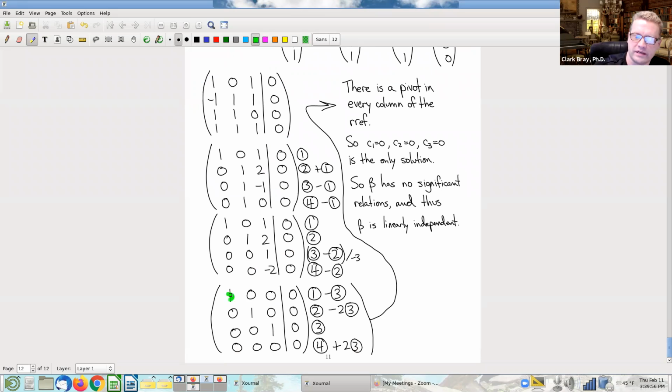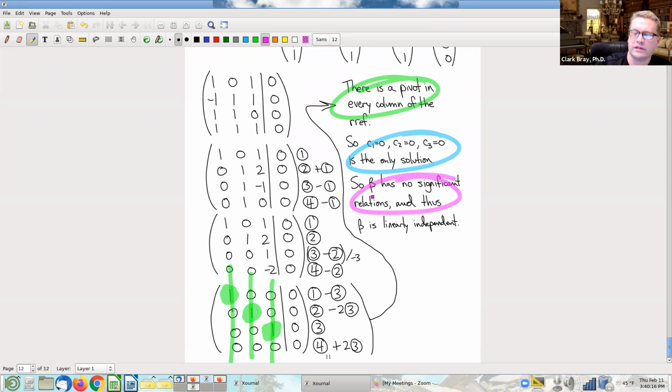And what you see here is we have a pivot in each column. Because there's a pivot in each column, that means we have unique solutions. Therefore, the trivial solution is the only solution. Therefore, there's no significant relations, and therefore that list is linearly independent.